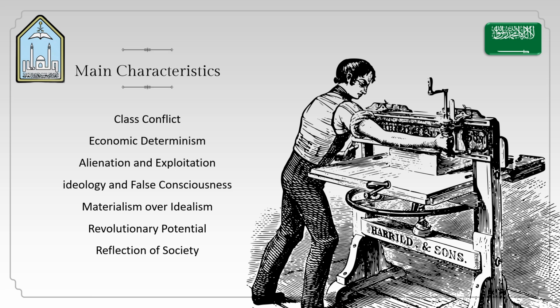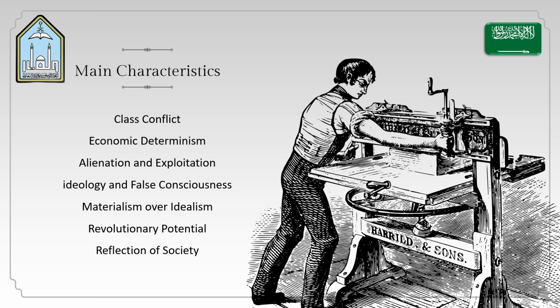And then the fourth characteristic is ideology and false consciousness. What do I mean by that? Ruling classes control society not just through money, but also by controlling ideas. So literature can expose how people are tricked into accepting unfair systems. For example, thinking poverty is their fault, or that success equals what? Wealth.